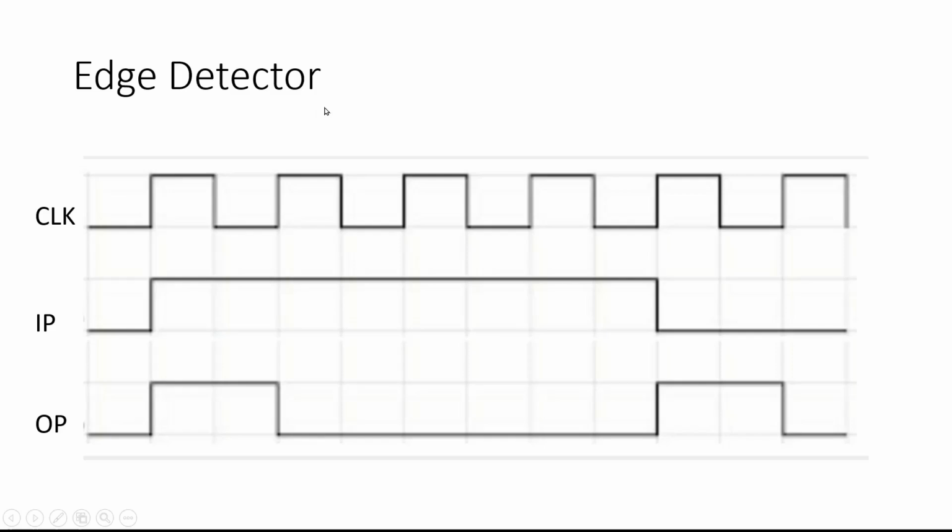Let me explain its behavior with the help of a waveform. The edge detector will have two inputs, clock and input IP. Whenever there is any edge, positive edge or negative edge, on this input signal IP, the output of the edge detector should be a one cycle pulse. That will show that we have detected the positive edge. Similarly, here when there is a negative edge, on the output there should be a single clock cycle pulse. This is the behavior of this edge detector.